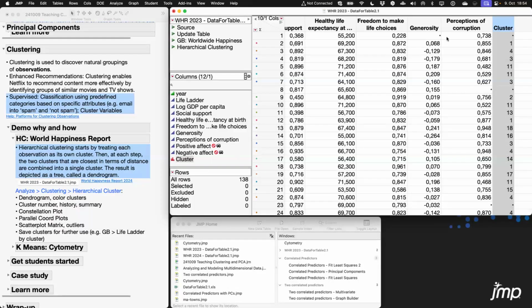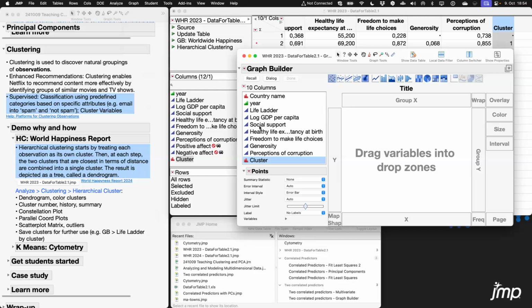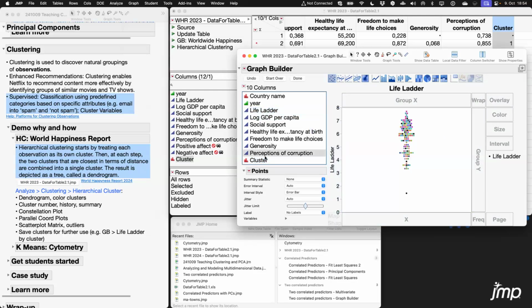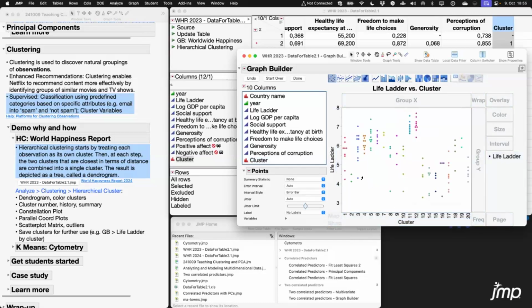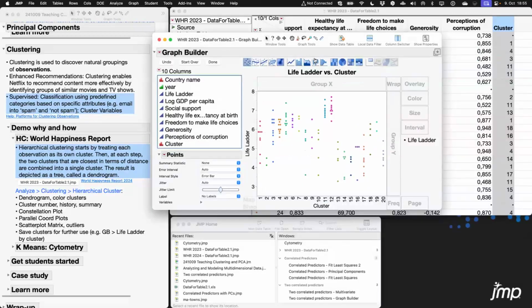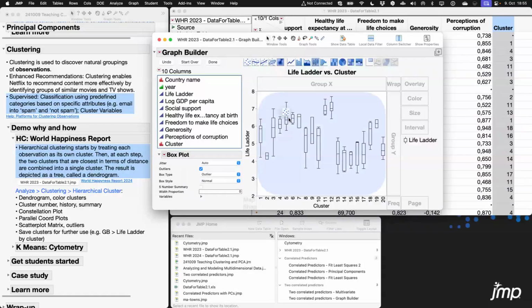We can use this for modeling. Maybe we can now use the cluster information as a predictor instead of the six variables we used for clustering. Clustering information is categorical, so that's maybe not that much of a win, but it can be very useful. We can also use it for further analysis. I can take the graph builder, and then we can look at the life ladder information by cluster. And we see this here.